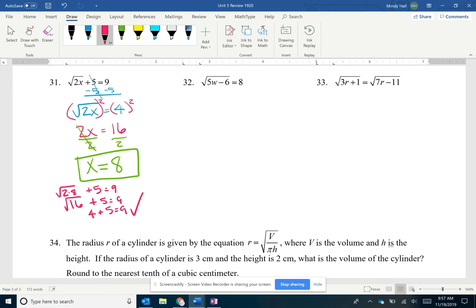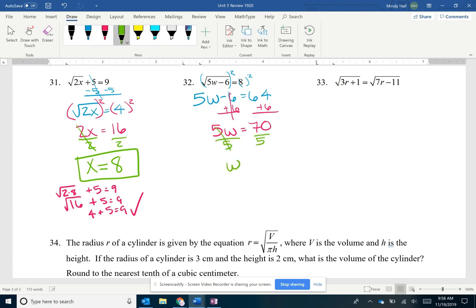All right, so then with 32, we look. This radical is already by itself on one side, so we are going to just square both sides as our first step. And when we do that, that gives us 5w minus 6 equals 64. So then we are going to add the 6, because now it's just like solving a regular equation, which gives us 5w equals 70. And then we would divide by 5, which gives us that w equals 14.